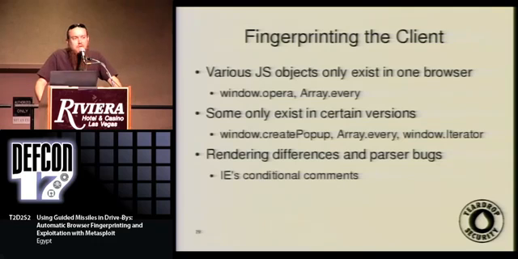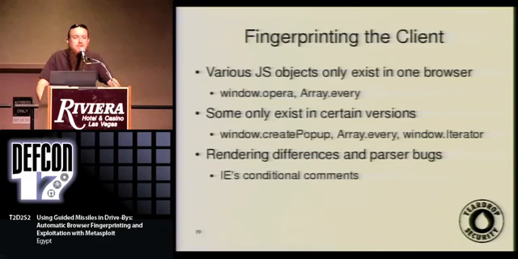So for figuring out what the client is, we've got a number of JavaScript objects that only exist in a given browser. Examples: window.opera only exists in Opera. That one sort of makes sense. Who the hell would make something called window.opera if you weren't Opera? Array.every only exists in Firefox.